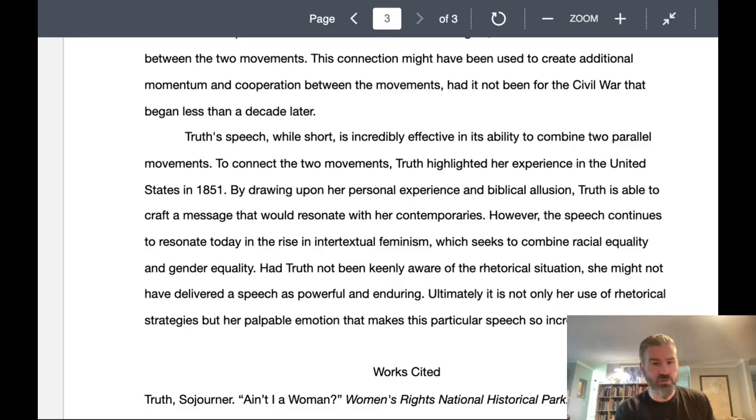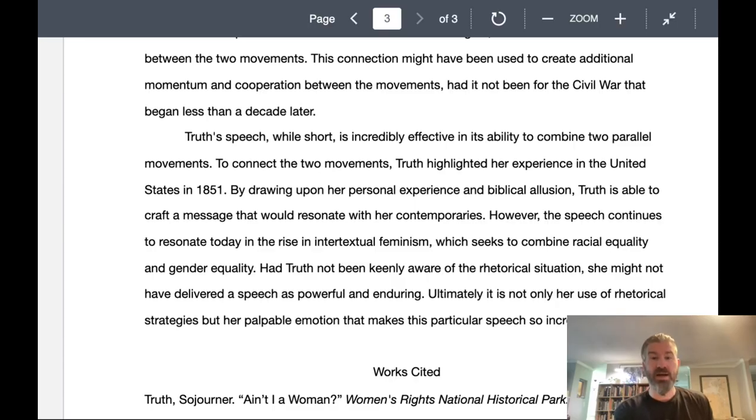Ultimately, it is not her use of rhetorical strategies, but her palpable emotions, or the emotions we can feel, that make her speech so incredibly powerful." I would say it's an okay conclusion. I think streamlining the other things would help this student.